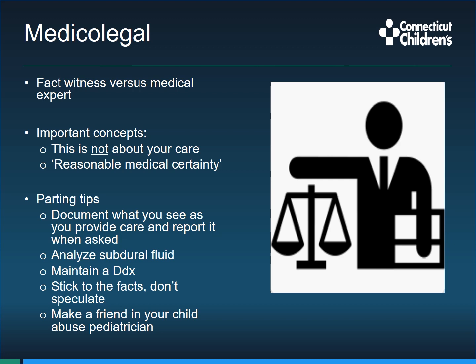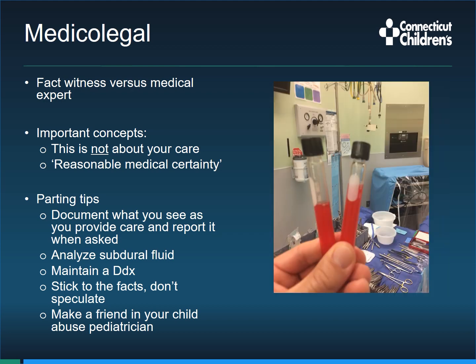During care, document and describe what you see. Fluid analysis is always helpful. Exclusion of inflammation, infection, and neoplasia with objective results is helpful both clinically and in court. Maintain a differential diagnosis in your thought process and documentation. Stick to the facts and don't speculate. And finally, if you have one at your facility, get to know your child abuse pediatrician. A healthy relationship with this individual can keep you out of court and in your operating room and clinic.